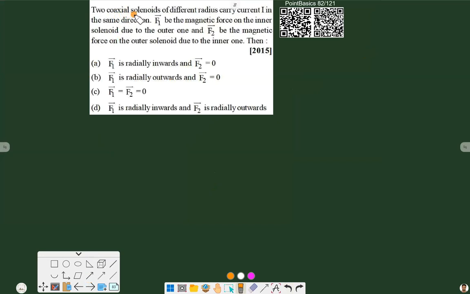Two coaxial solenoids of different radius carry current I in the same direction. F1 is the magnetic force on the inner solenoid due to the outer, and F2 is the magnetic force on the outer solenoid due to the inner. Then we have to find out their directions and also their magnitudes. Now, first of all, let's draw two solenoids. Suppose this is our smaller solenoid and this is the larger one.